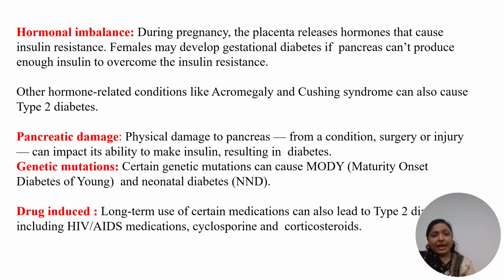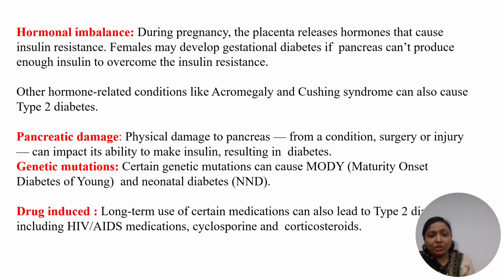Hormonal imbalances, like we see in pregnancy, the placenta releases hormones that are responsible for causing the insulin resistance. Females may develop gestational diabetes if pancreas can't produce enough insulin to overcome the insulin resistance. Ultimately, this leads to the hyperglycemia in pregnant mother.